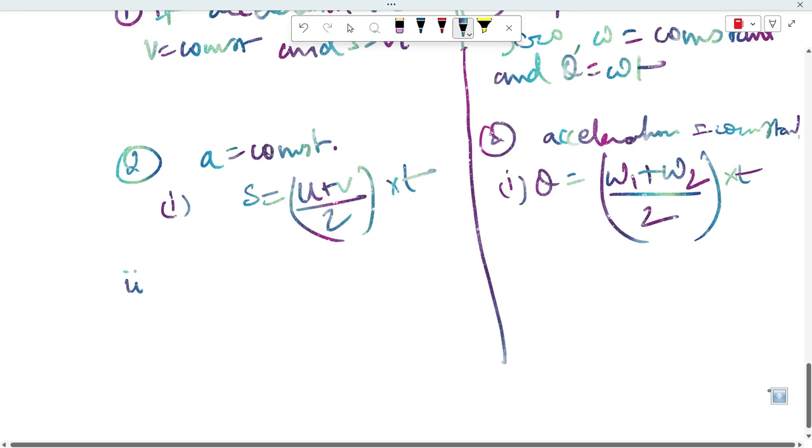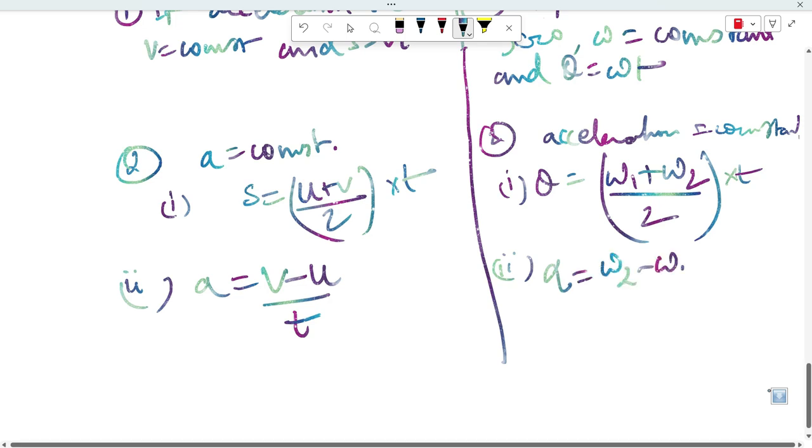The second point here is that acceleration can be written as (v minus u) divided by t, that is, final velocity minus initial velocity divided by t. What about in the case of rotational motion? I can write alpha, the angular acceleration, equal to the final angular velocity minus the initial angular velocity divided by t.